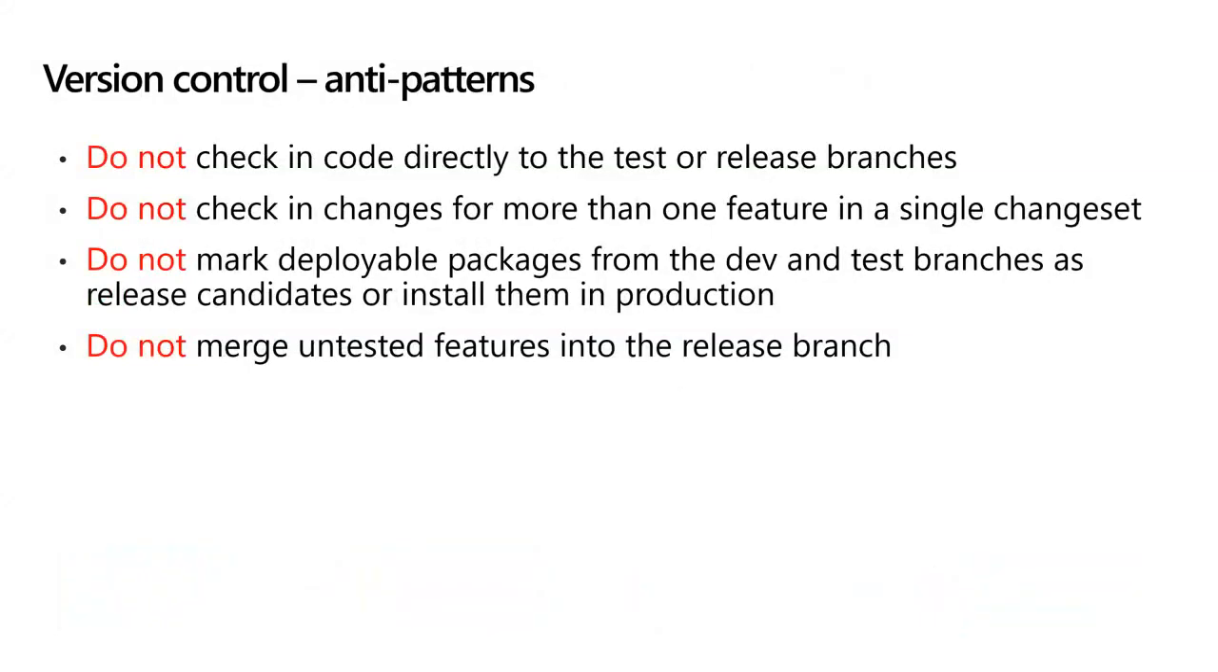Some of the anti-patterns, just to recap them: don't check code directly into the test or release branches. Don't check in changes for more than one feature in a single change set. Do not mark deployable packages from the dev or test branches as release candidates or install them in production. If you don't mark them as release candidates, you won't be able to install them. And do not merge untested features into the release branch. Put them in the test branch, test them, and only merge them to release after they pass testing.